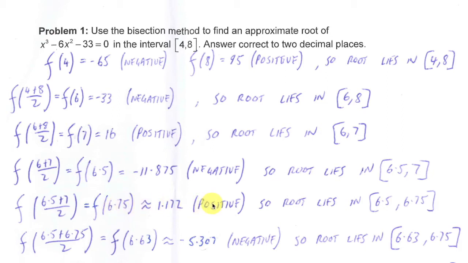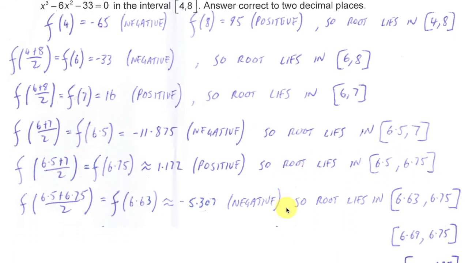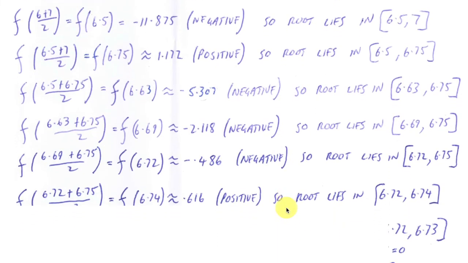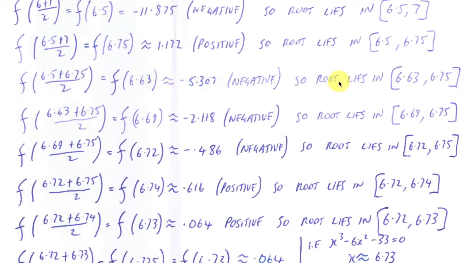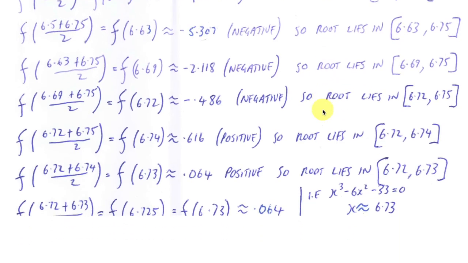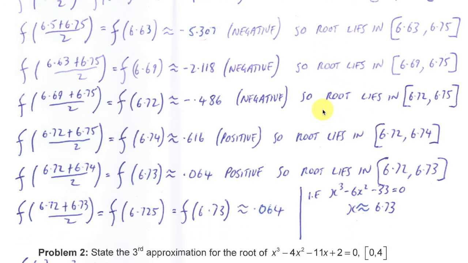That produces a positive. So now what I can say is that the solution lies between 6.5 and 6.75. The reason being is that 6.5 produces a negative and 6.75 produces a positive, so a mix. Continue on this process as you can see. I'm doing the same thing repeated again and again, making sure there's a mix between negatives and positives, and eventually I arrive to conclude that the solution for this is approximately equal to 6.73.